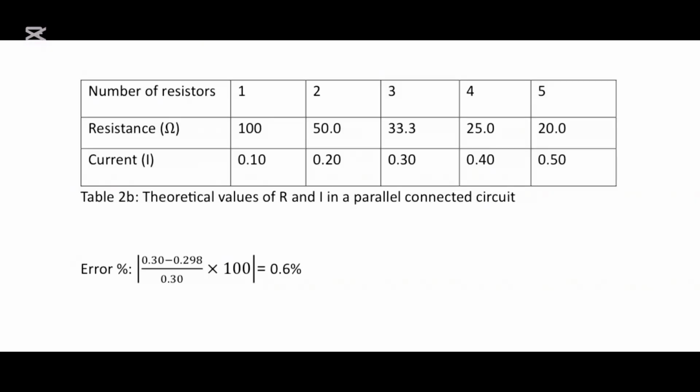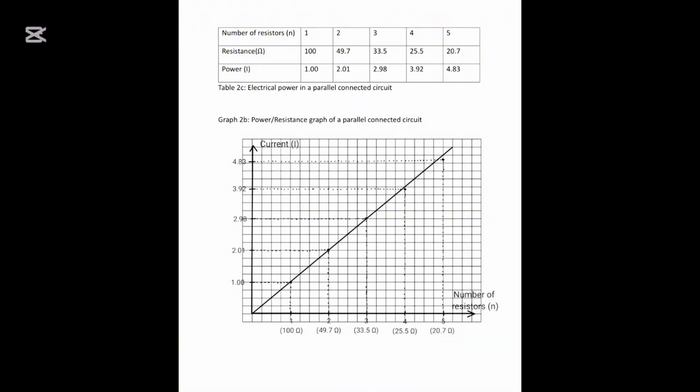Then I computed the theoretical values of current in a parallel connected circuit, again using Ohm's law, and compared the middle value with the experimental one. I found the error as 0.6%, which is again a really small number. The reason for the error may be environmental conditions and some human errors. Finally, I computed the power values by using the voltage and the total resistance and sketched the power-resistance graph.